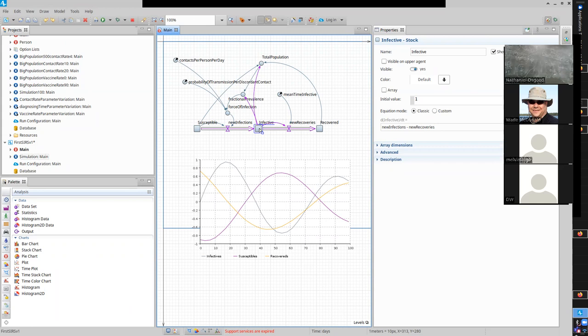If this infective is having contact with C people per day, all of them are susceptible, then they have contact with C susceptibles per day. For each of those susceptibles that they have contact with per day, they have probability beta of infecting them, right? So on average, how many of those will be infected? Beta C, C times beta, yeah, right?